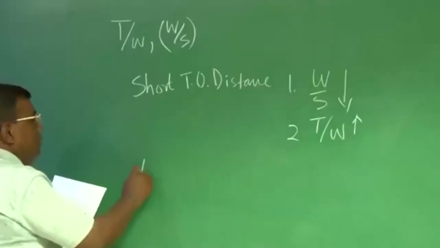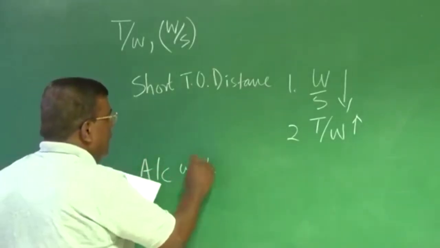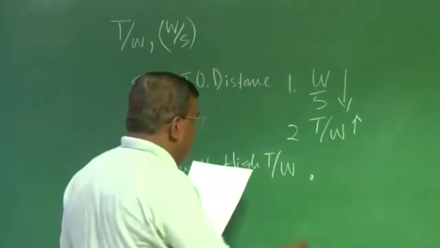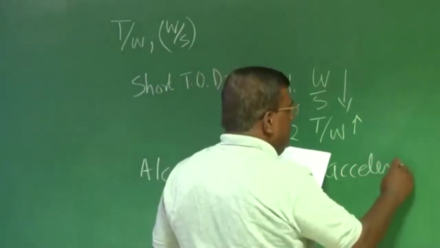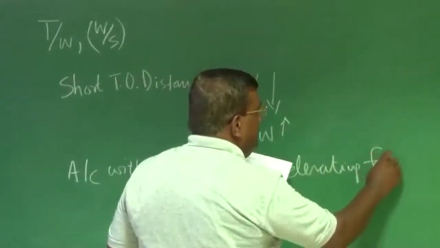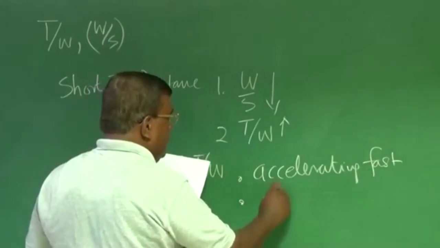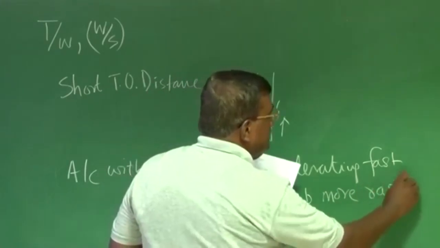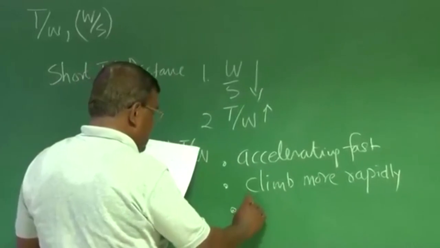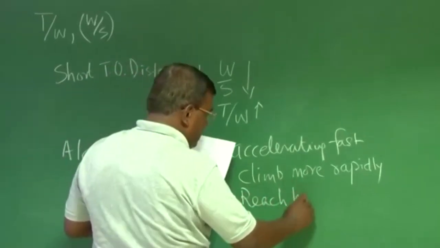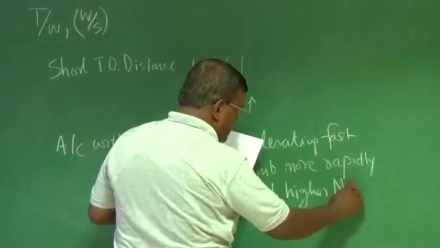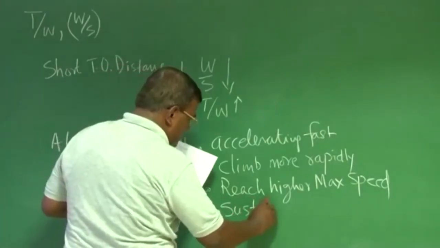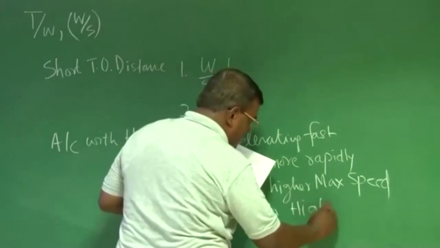Also we have understood that an aircraft with high T by W will help in, number one, accelerating fast. Number two, climb more rapidly. Number three, reach higher maximum speed, and sustain higher turn rates.